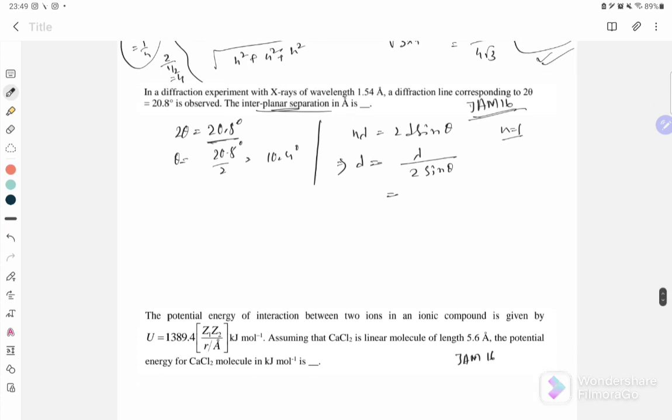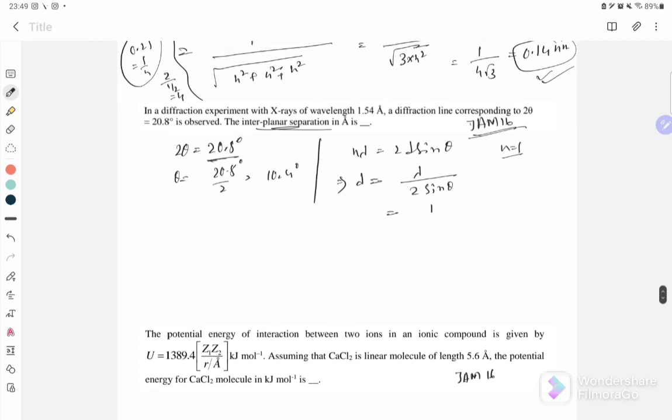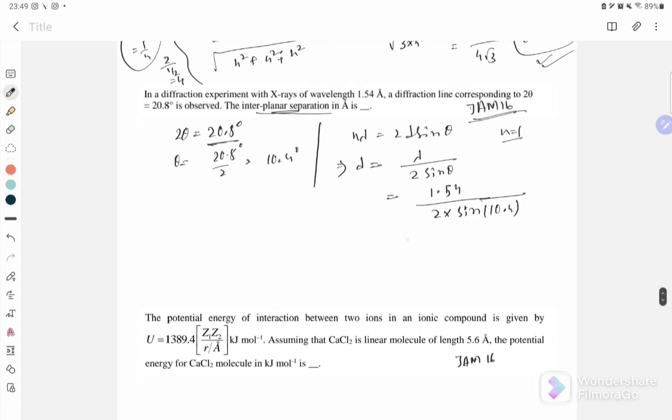Lambda by 2 sine theta means 1.54 by 2 into sine 10.4. Okay, 10.4 means it is 4.26 angstrom if we calculate this.